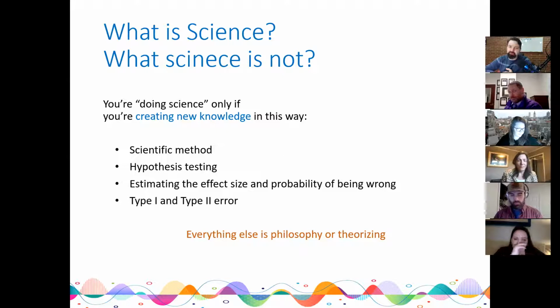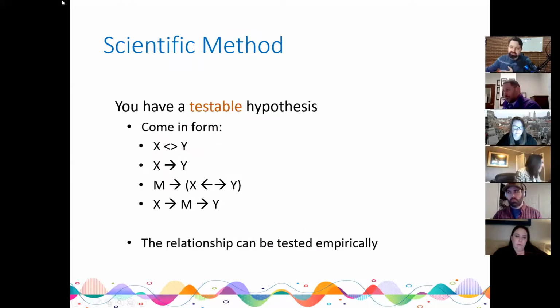And so usually when we talk about science, and that's what your dissertation should be, it has to be based on the scientific method. It should be based on hypothesis testing. You should be estimating the effect size and probability of being wrong. And then you should always keep in mind the type 1 and type 2 errors. And so I'll talk about each of these in a little bit more detail.